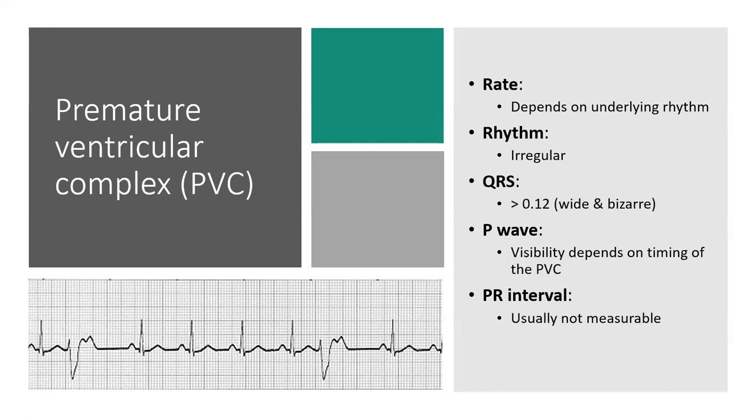Unifocal PVCs usually originate from the same ventricular focus. Multifocal PVCs are several irritable ventricular foci that discharge. Each focus will produce its own uniquely shaped PVC. So basically, in a nutshell, your PVC is once again that skip beat, except this time it's coming from the ventricular space.